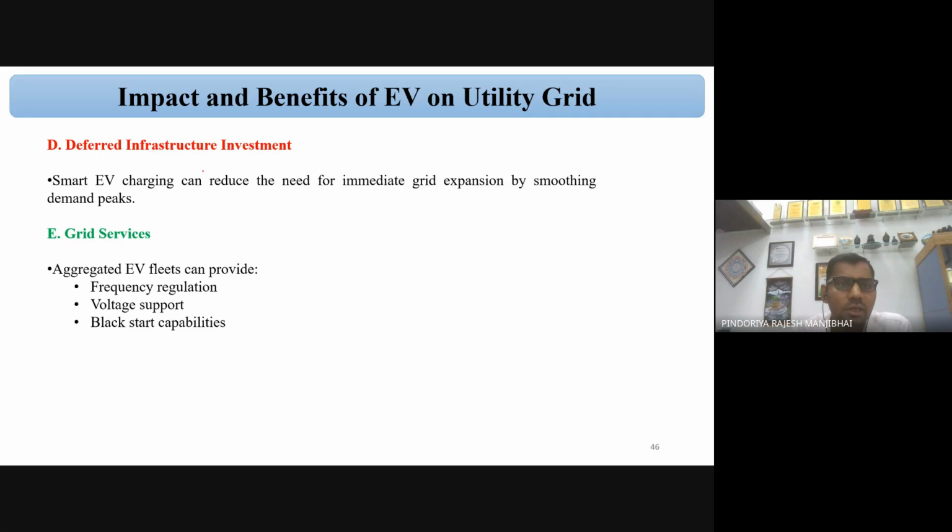Defer infrastructure investment: suppose you want to implement charging facilities, this defers infrastructure investment. Smart EV charging can reduce the need for immediate grid expansion by smoothing demand. Grid services include frequency regulation, voltage support, and black start capability. This type of benefit we will get.